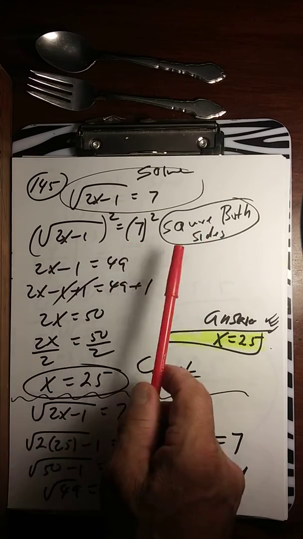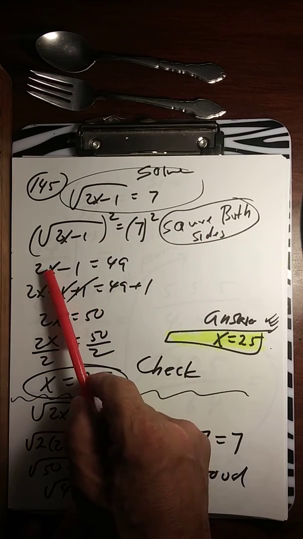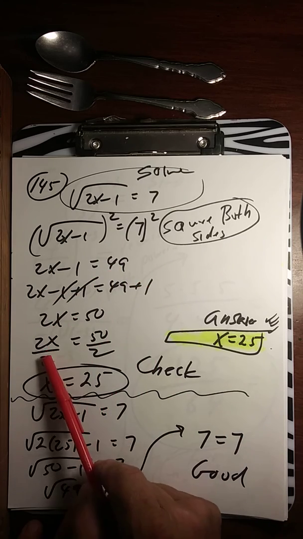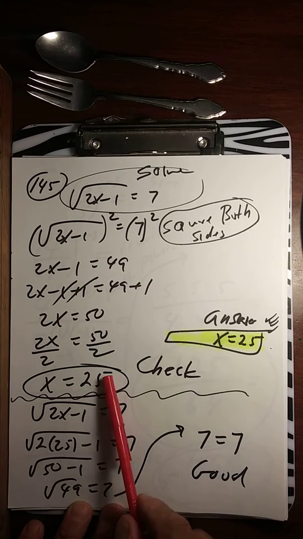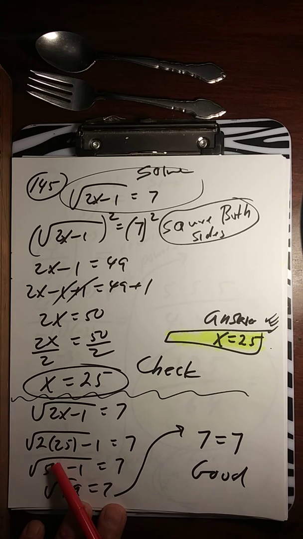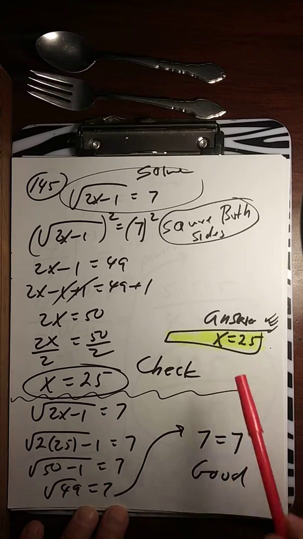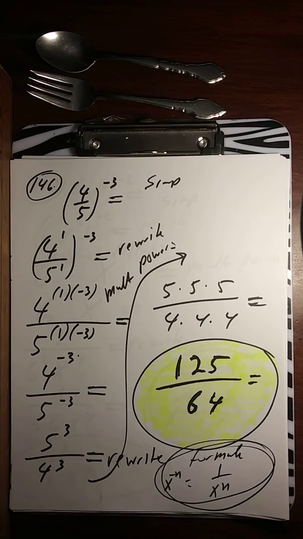This one. Square both sides. Square this, so that's going to be 2x minus 1 equals 49. Plus 1, plus 1, 2x is 50. Divide by 2, so x is 25. Check it. 2 times 25 is 50, minus 1 is 49, and that's going to be 7 equals 7. Yes, it works. That's the answer.